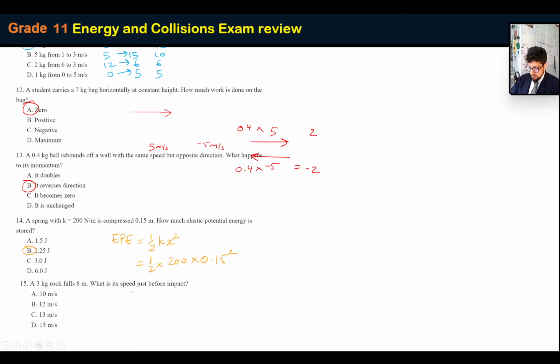Okay, next, green again. A 3 kilogram rock falls 8 meters. What is the speed at which it impacts the floor? GPE is equivalent to KE in this case.